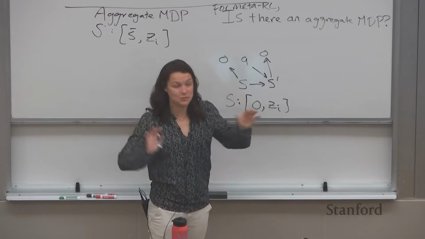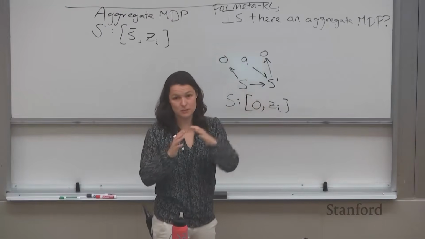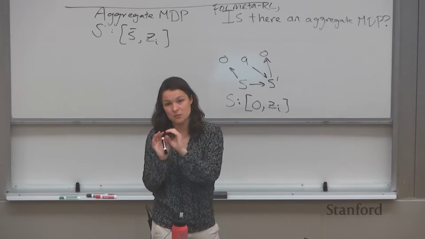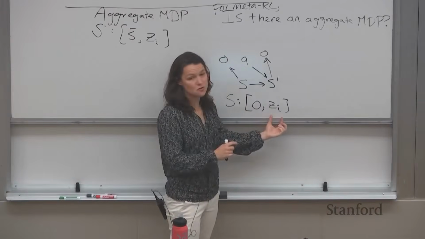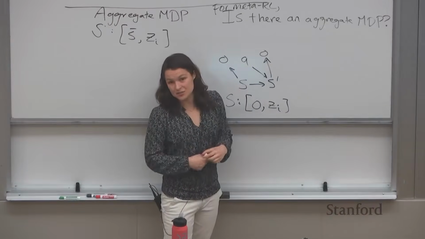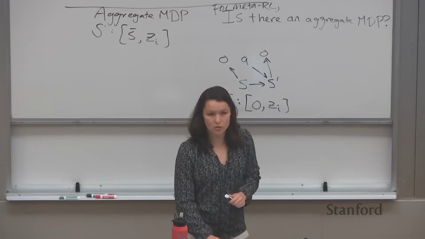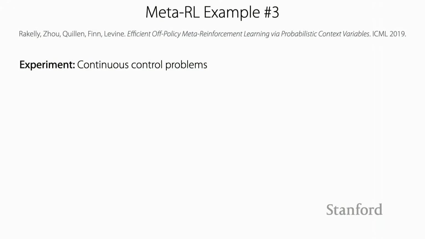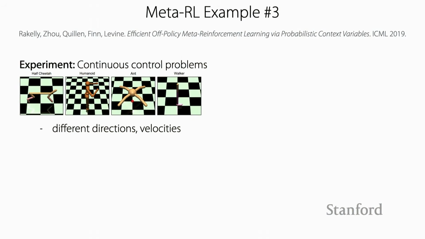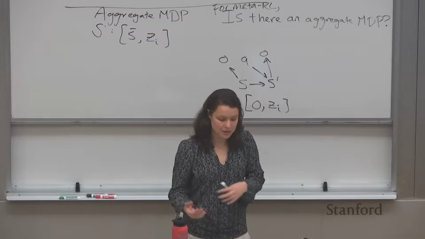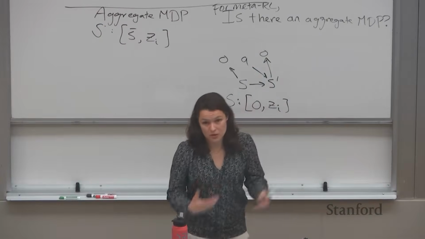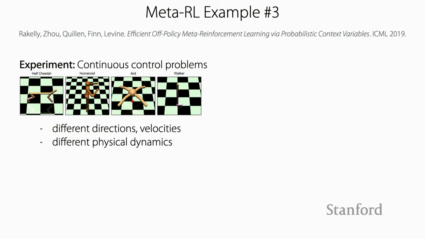You have some kind of prior belief over what Z is, and then as you get more experience, you're going to have a better and better estimate of what Z is. And so if you represent a distribution over this kind of latent task representation, then you can do kind of cool things with that. And we'll see that in a bit. So this particular algorithm is looking at continuous control problems, where different tasks corresponded to walking in different directions, running at different velocities, and also different physical dynamics. So being able to adapt when the friction is different, or the inertia of the robot system is different.